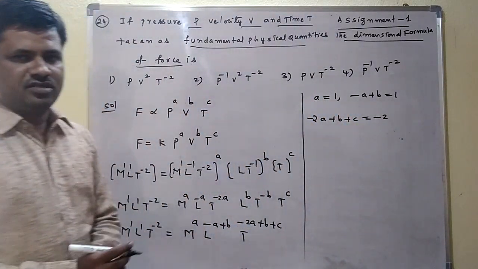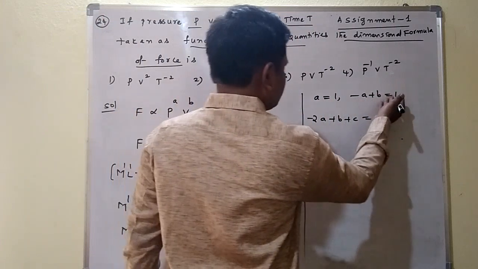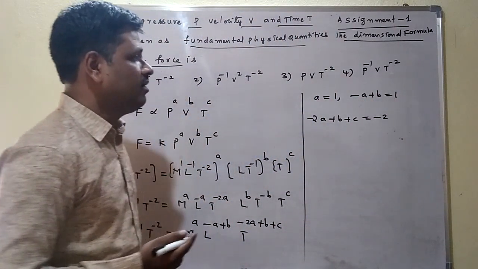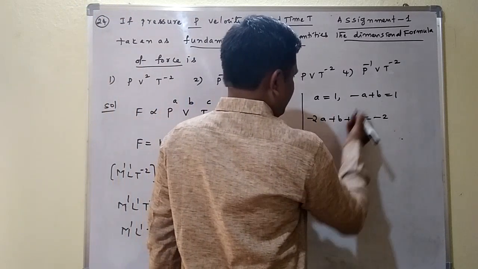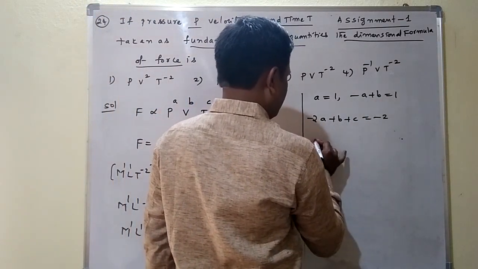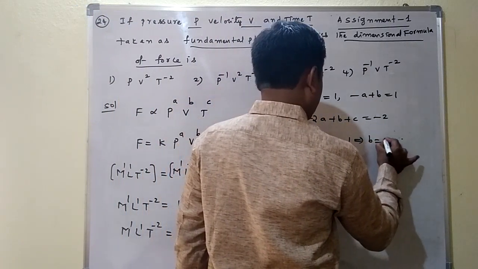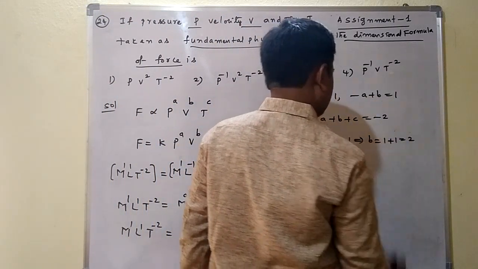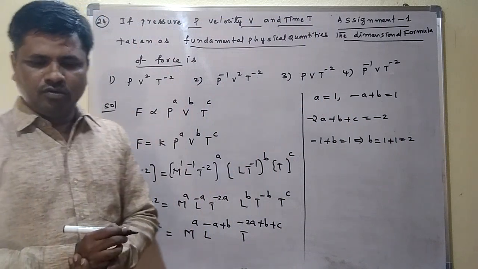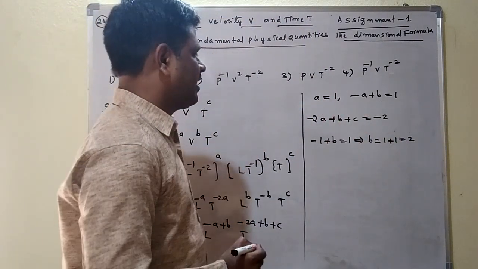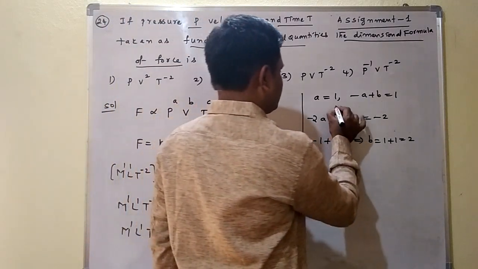We solve these equations. Here a equal to 1, substitute this a value in the equation. What do we get? Directly I am writing: minus 1 plus b equal to 1, so b equals 1 plus 1 equal to 2. Right, b value is equal to 2, a value is equal to 1. From this a value and b value, we have to substitute these values in the other equation.